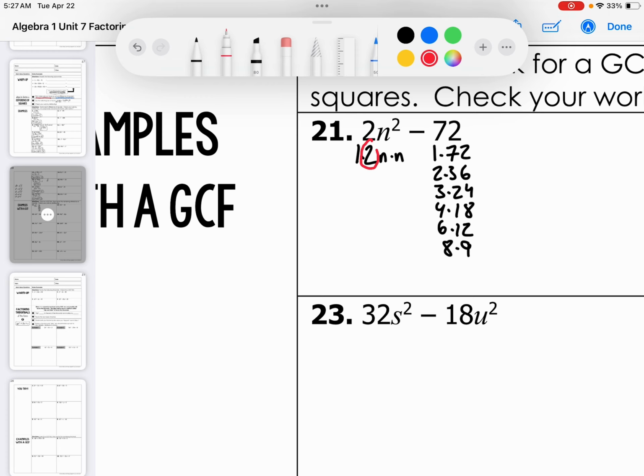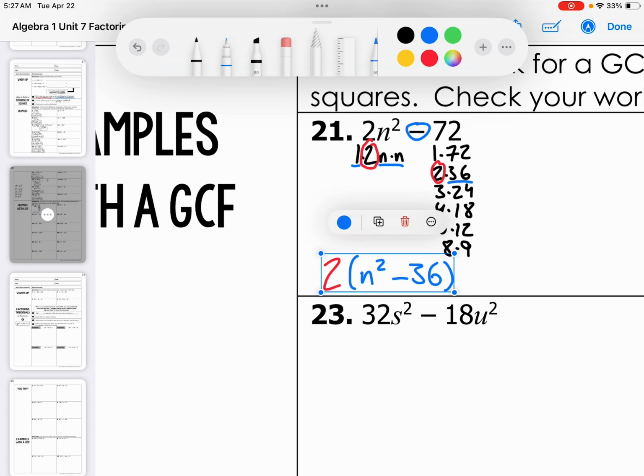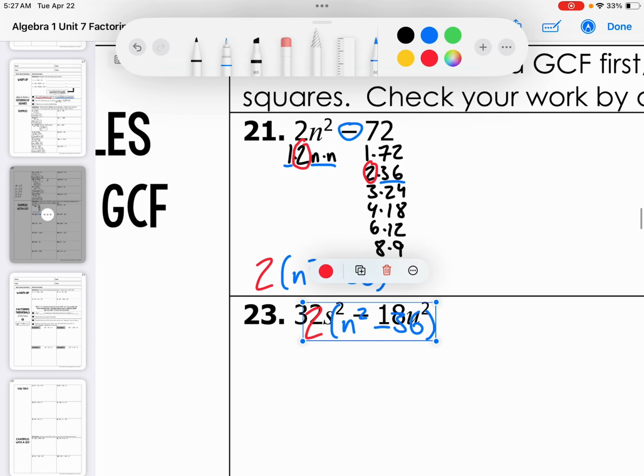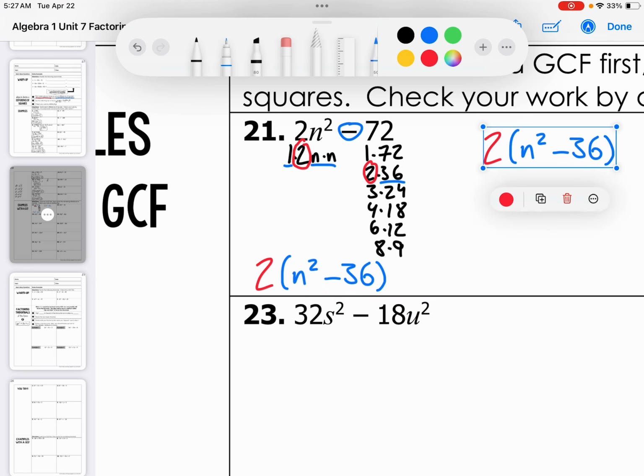Looks to me like the biggest thing they have in common is 2. And they don't have an n in common, so it's just going to be 2. I looked at what's left over. I would have 1n squared, or I could put that as just n squared, and then minus 36. So I'd start by taking that 2 out and seeing what's left over.